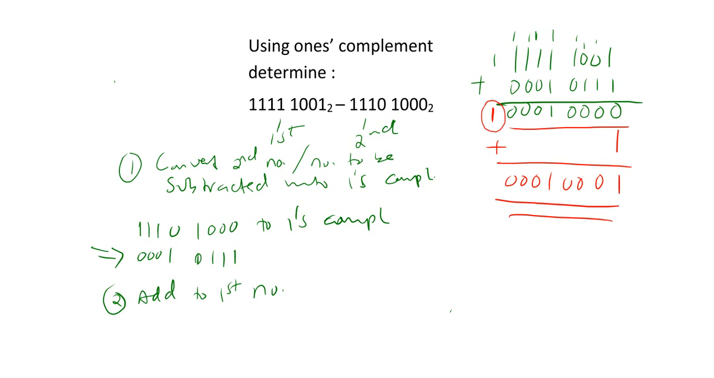So that is what to do. When you have a carry of 1, you add the 1 to the number that you have gotten here to get the answer. Those are the steps now in one's complement, and in case you have a 1 as a carry over of the addition.